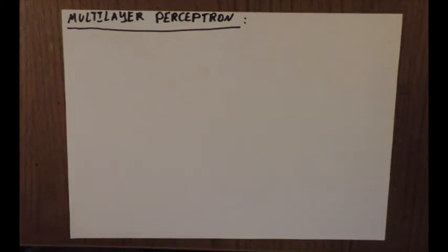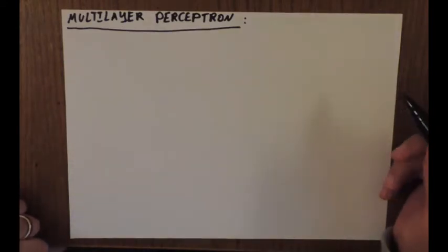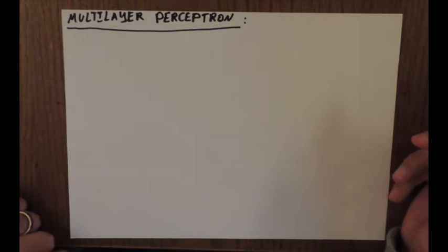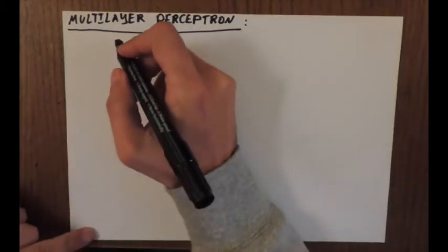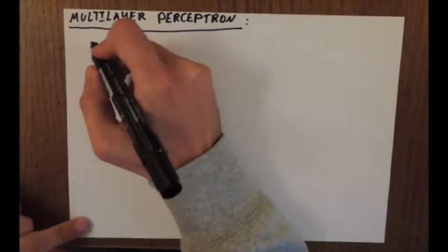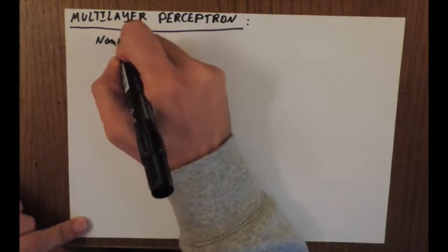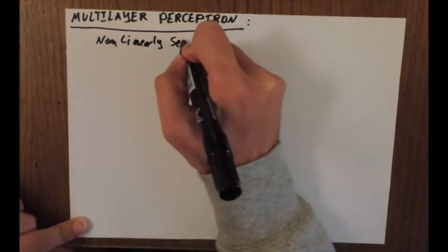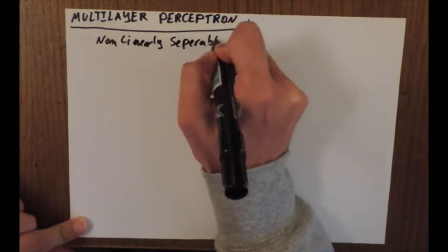Hello everybody, in this lecture we're going to discuss multi-layer perceptrons and the backpropagation algorithm. Previously we discussed Rosenblatt and LMS perceptrons, which are for linearly separable data. With the multi-layer perceptron we're going to tackle the issue of non-linearly separable data.